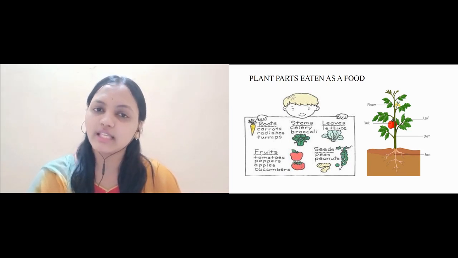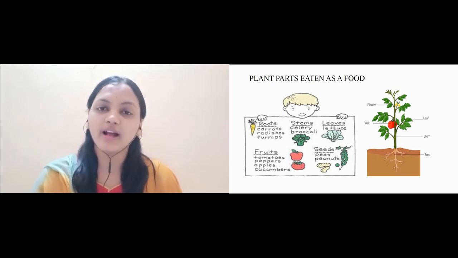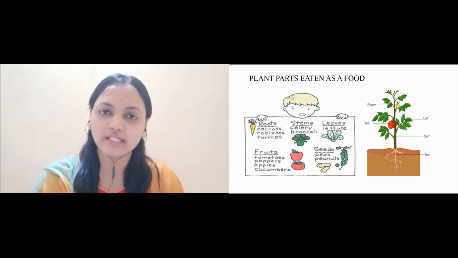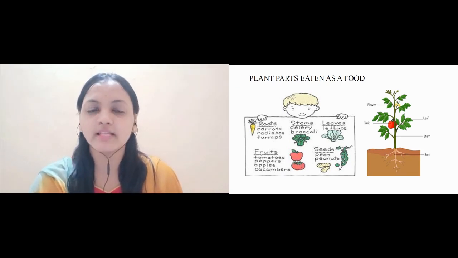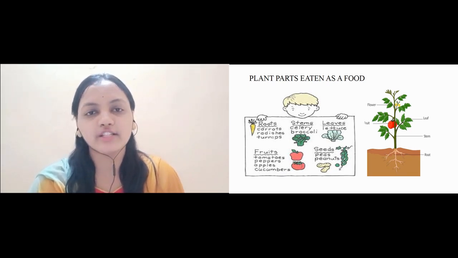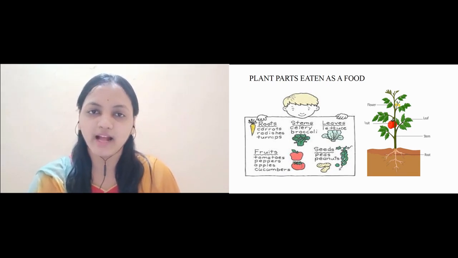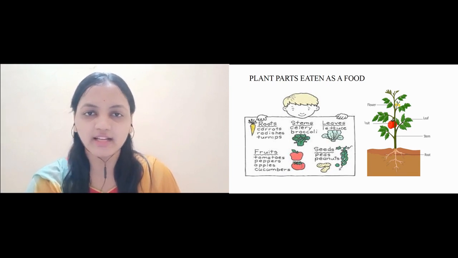We eat seeds of many grains. A few of them are peas, green peas; we eat the seed. Then you have the example of beans. We eat the beans as a seed. So these are different parts of the plant which we take in our diet.